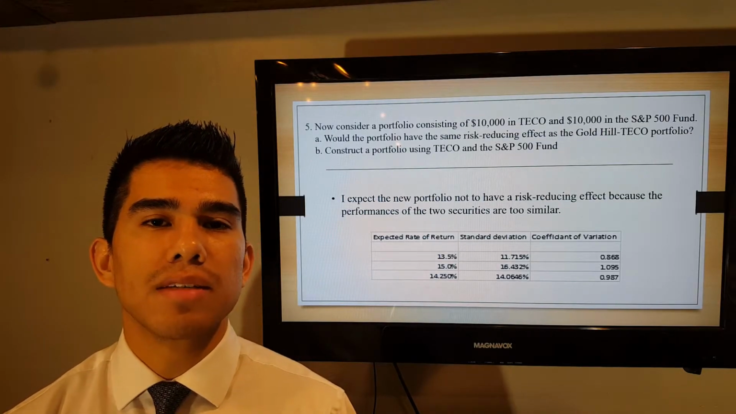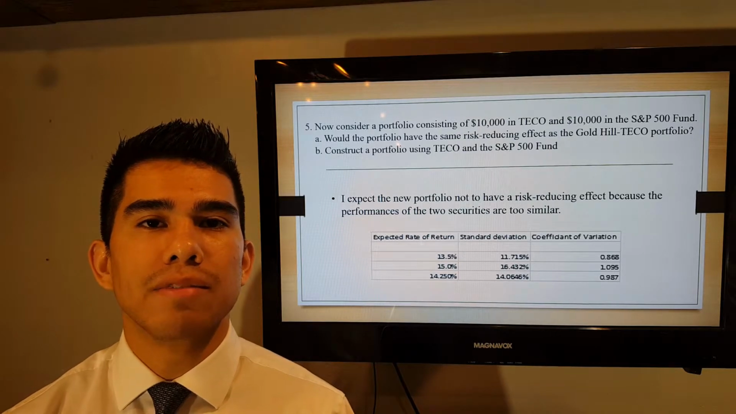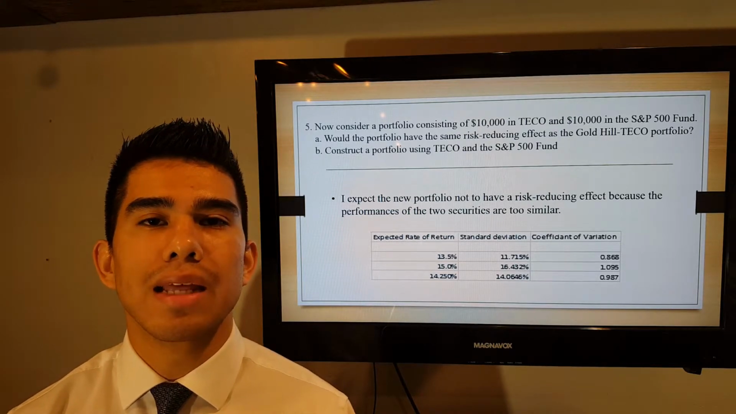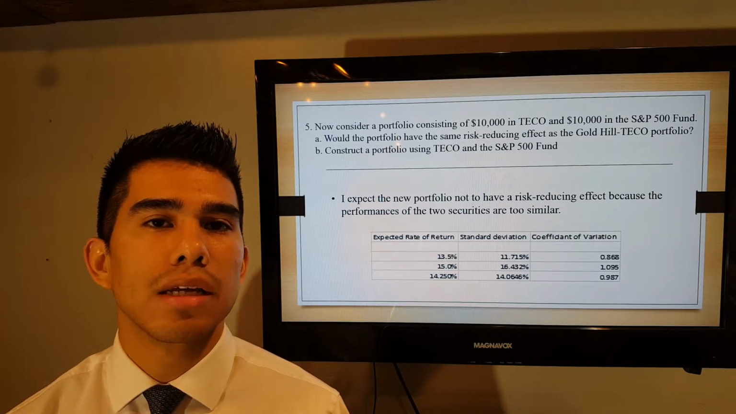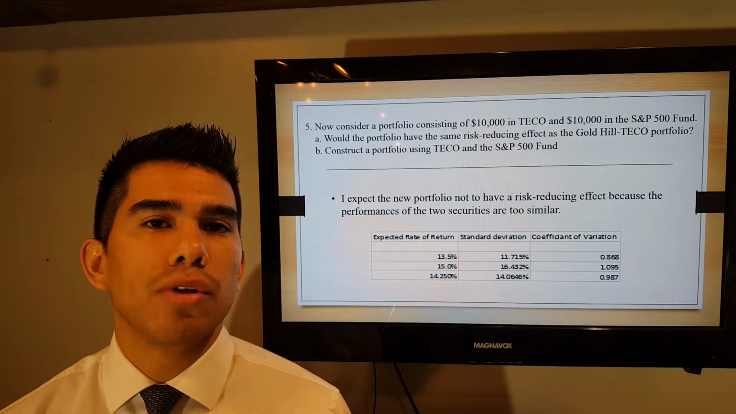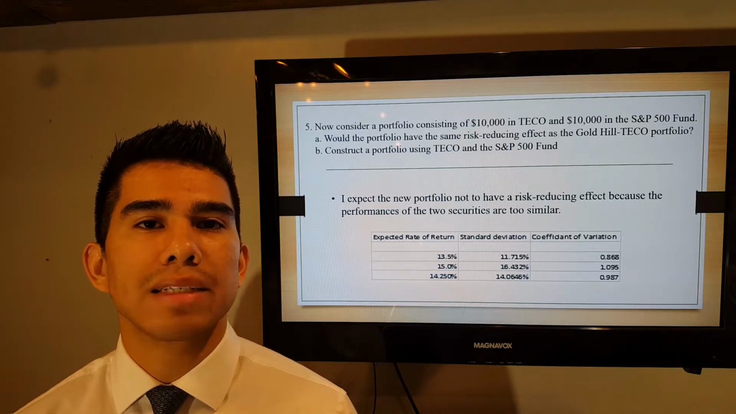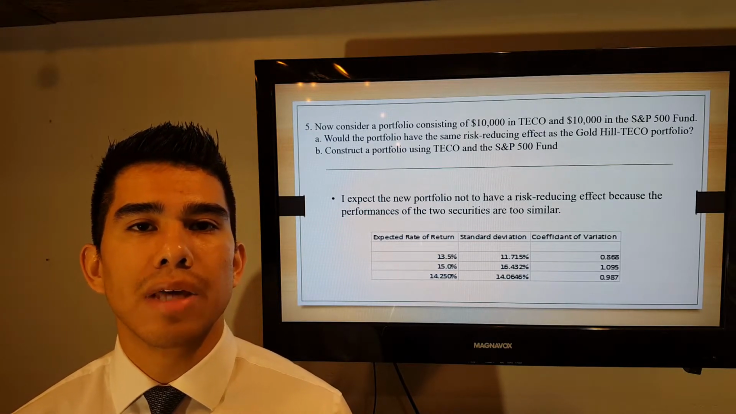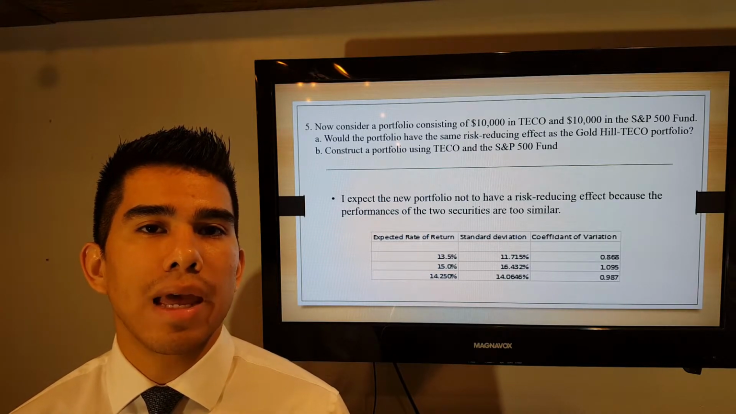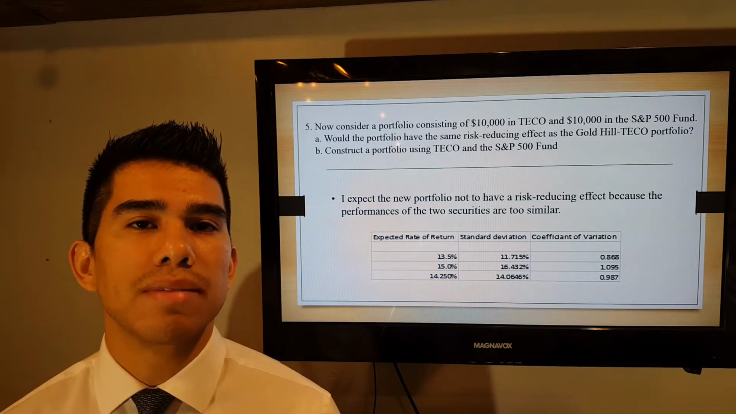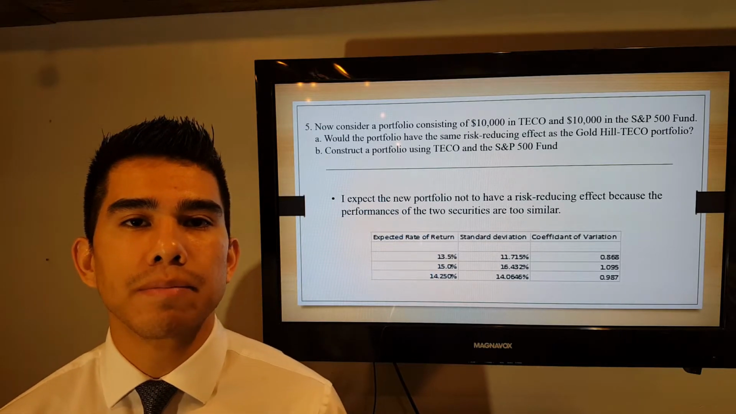Question 5 gives us another hypothetical investor that invests $10,000 in TECO and $10,000 in S&P 500 fund. It also asks us, would this new portfolio have the same risk-reducing effects as the original Gold Hill TECO portfolio? And it also asks to construct a portfolio based on S&P 500 and the TECO security.